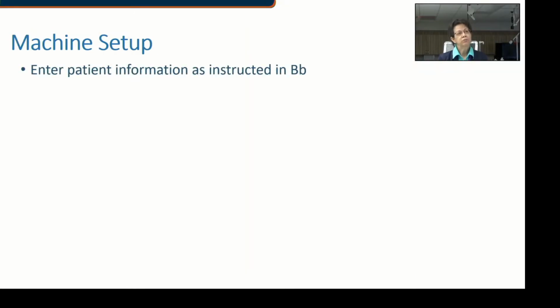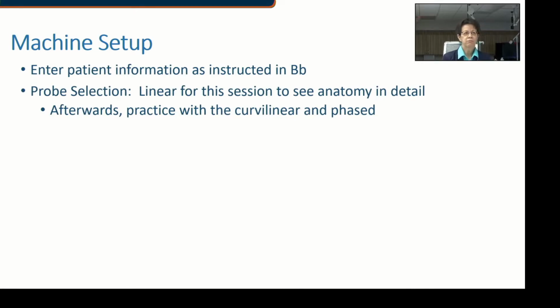All right, so for our machine setup, as we have instructed before, you're going to be entering your information from Blackboard. And your probe selection for this session is going to be the linear probe so that you can see the detail of the anatomy. You want to be able to always practice while you're going through this learning process of being able to see the skin layer, the muscle layer, identify the bones, identify the intercostal muscles, and then really be able to look at how that pleura moves, that dynamic movement of the pleura.